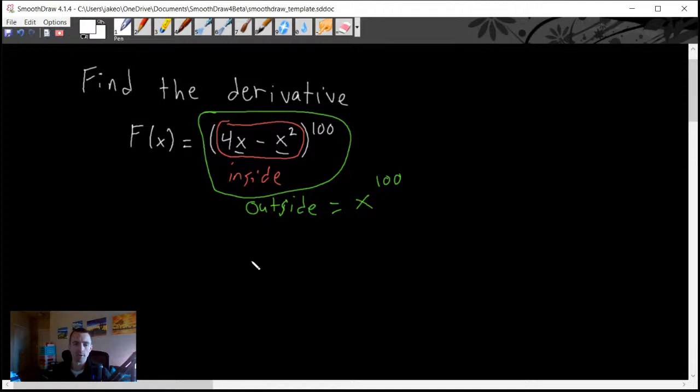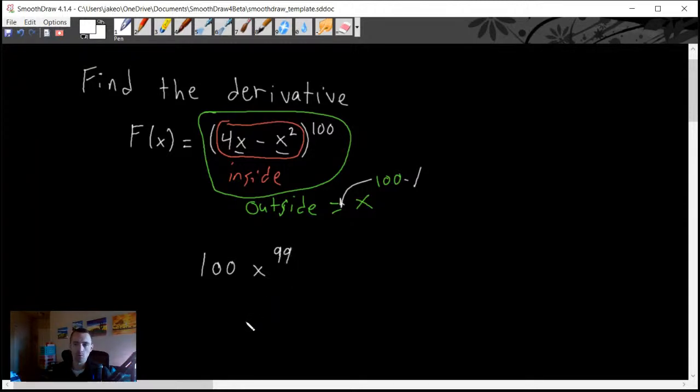Okay, so if we're going to take the derivative of the outside function, that's just going to be power rule. We can just bring the 100 down in front and then minus 1 from the power. So that would give us 100 times x to the 99th power. Okay, that's kind of sloppy. Let me rewrite that.